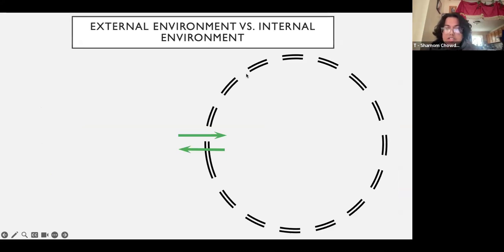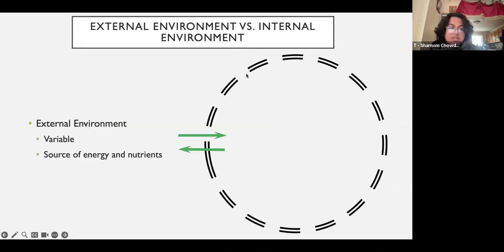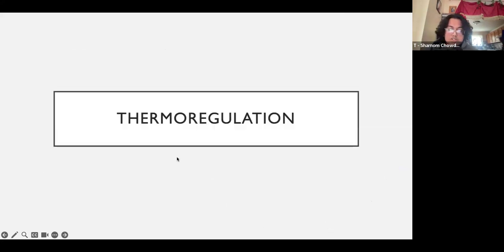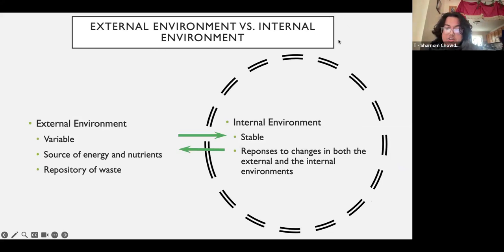So you have an external environment and an internal environment. Your external environment changes depending on where you are, location, etc. It's also a source of energy and nutrients, and a repository of waste. Your internal environment, like I mentioned, likes to remain as stable as possible. It responds to changes in the external and internal environment.